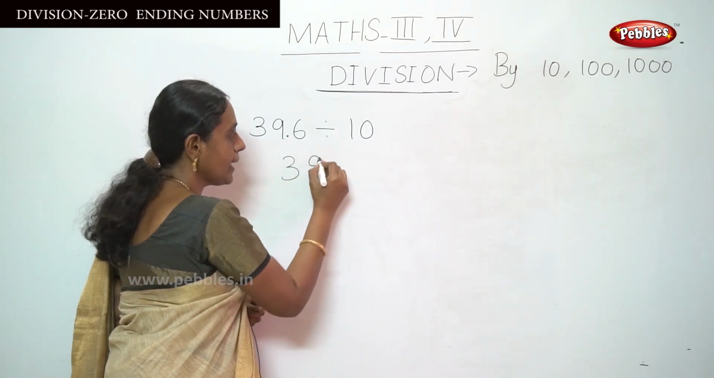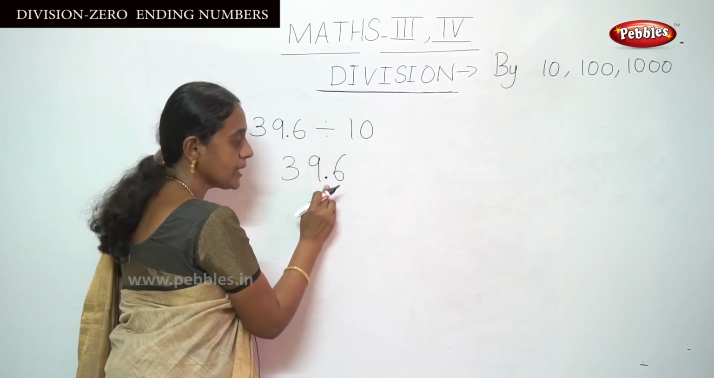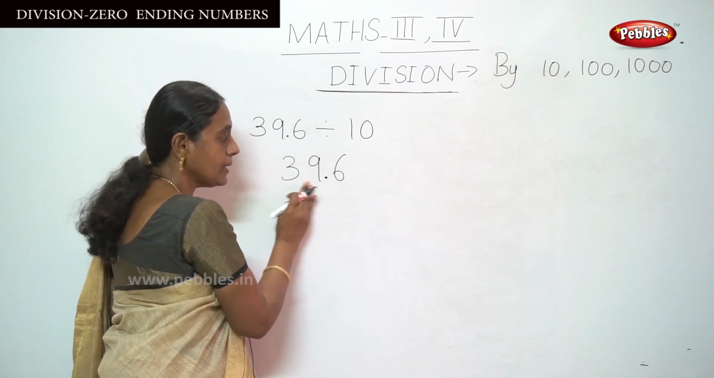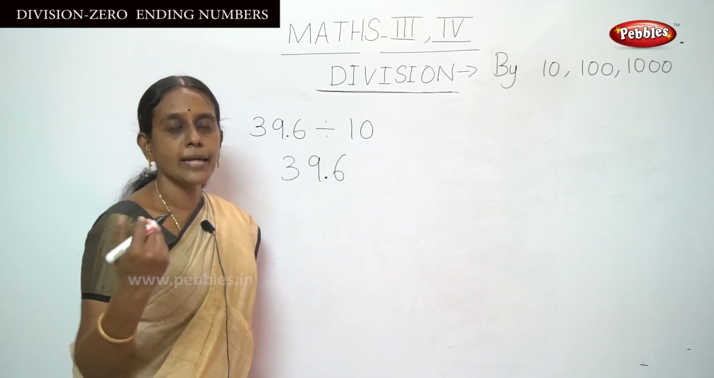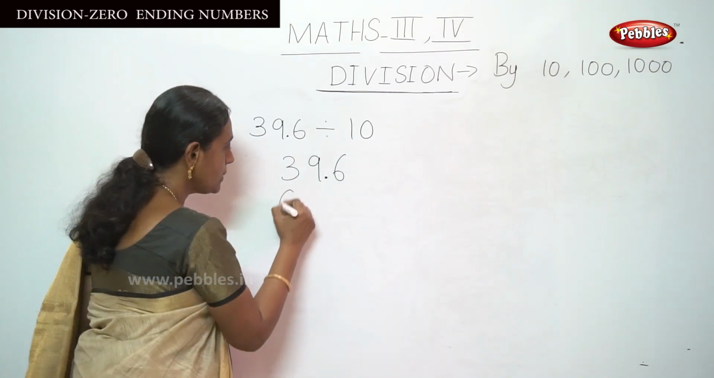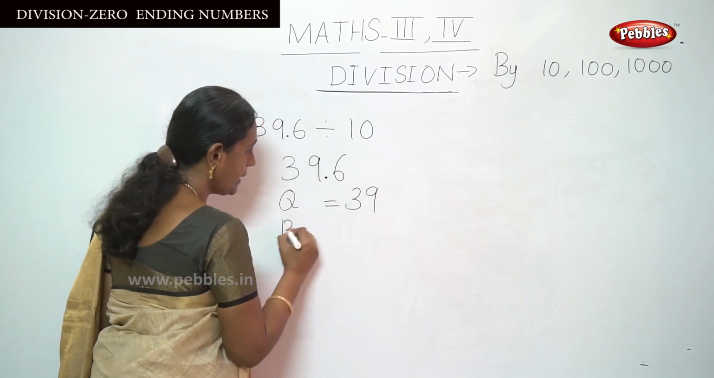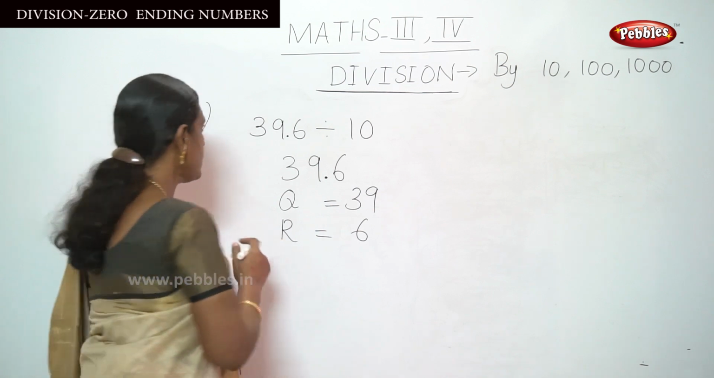That is 396. Count the zero and put the point here. That is 39.6. Here 39 is the quotient, and the 6 will be the remainder. Okay, so write down this answer. Quotient is equal to 39 and remainder is equal to 6. Okay, this is a method.